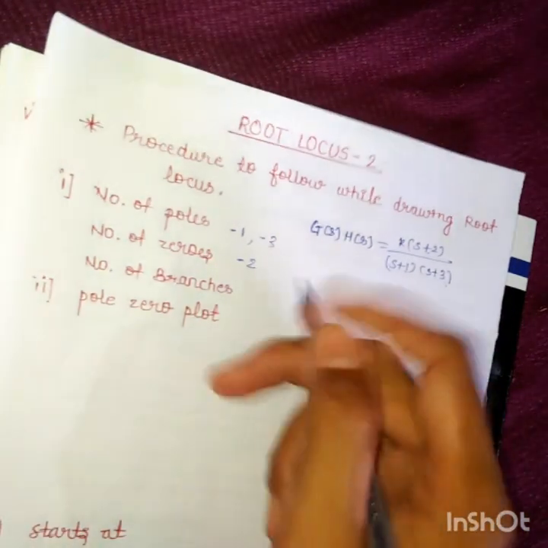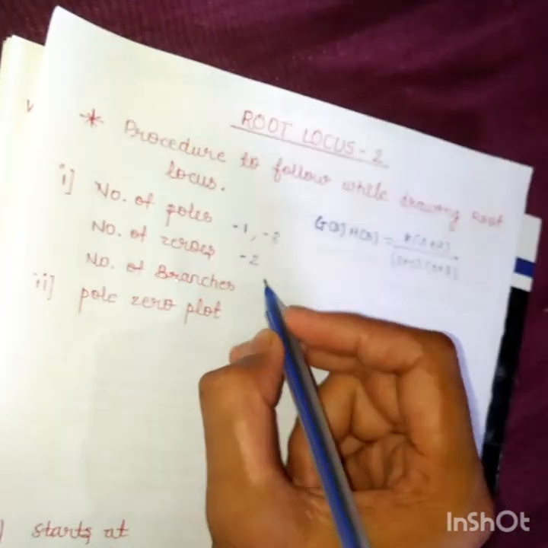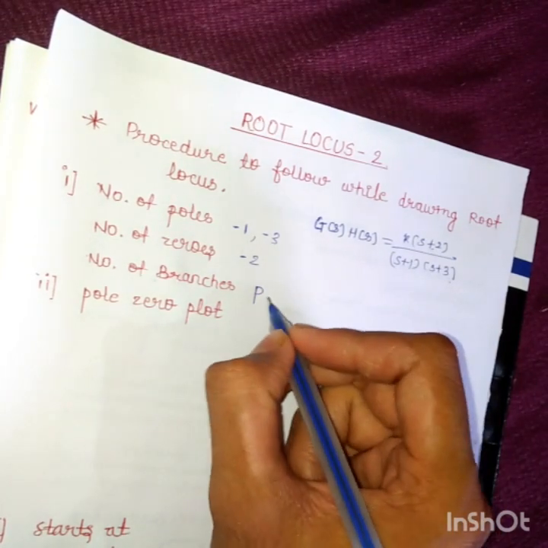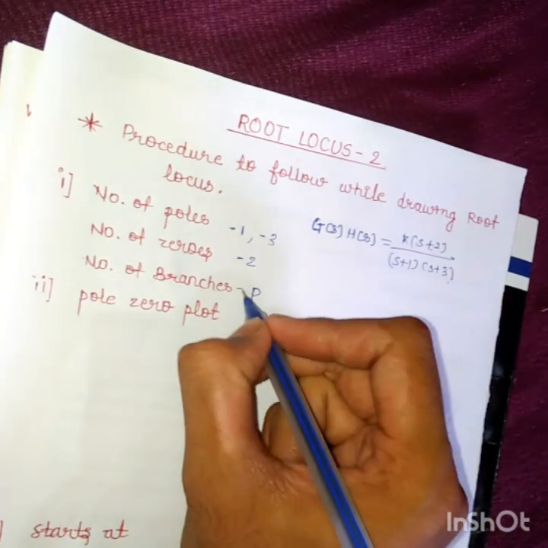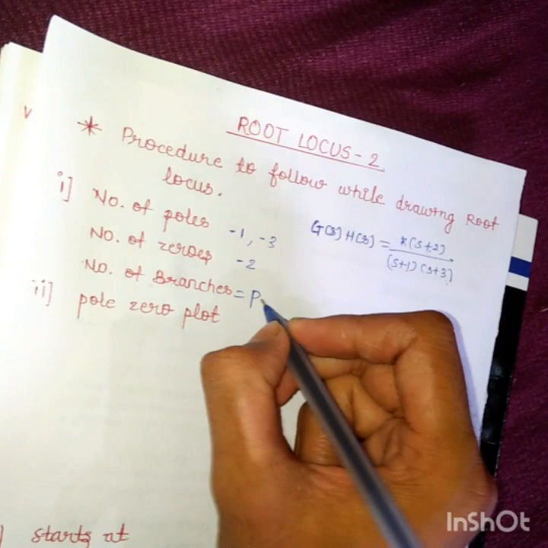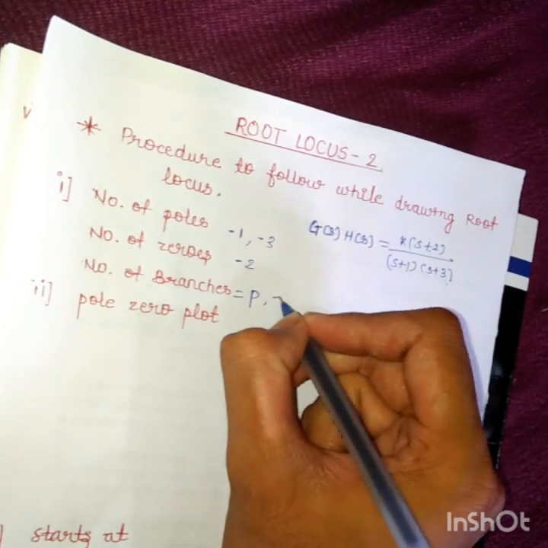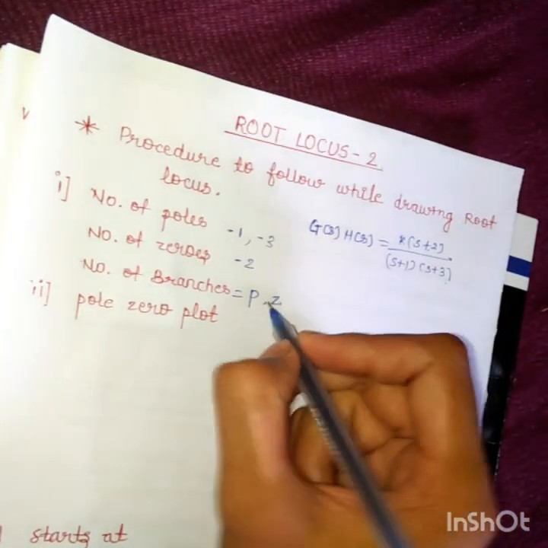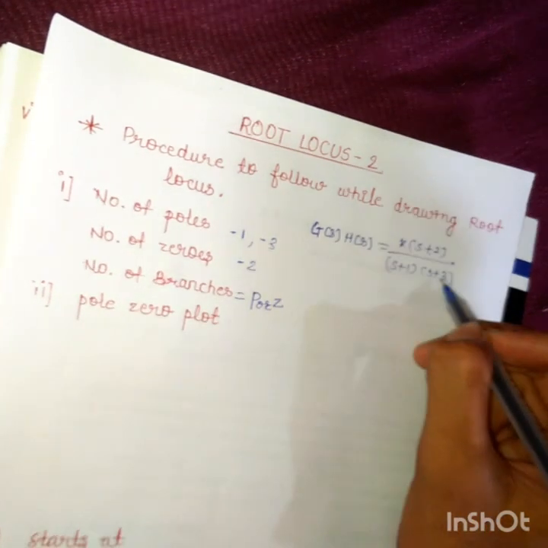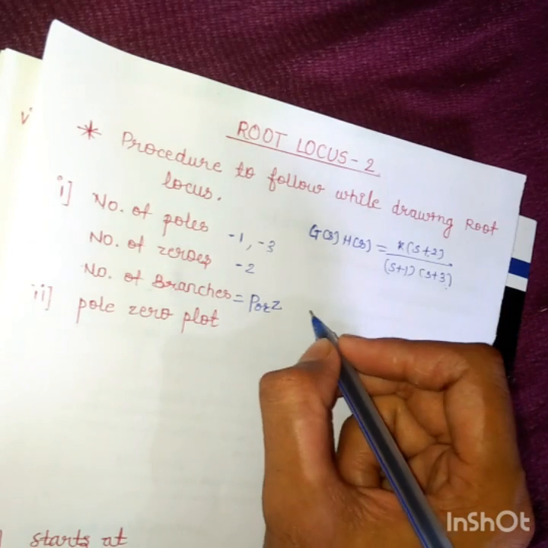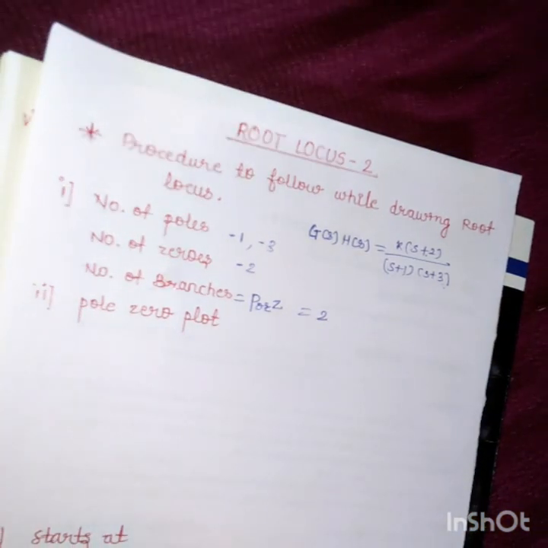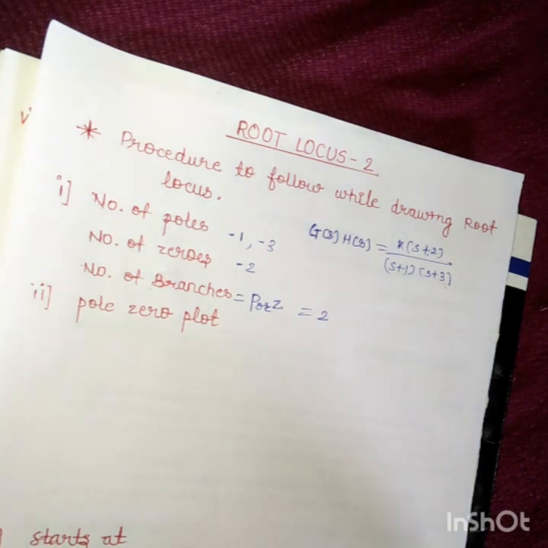And what about the number of branches? If the number of poles is greater, then the number of branches equals P, and if the number of zeros is greater, which is not possible, but still if it is, then the number of branches is 0. In this question the number of poles is 2 and zeros is 1, therefore poles are greater, so the number of branches equals 2, therefore there are 2 Rootlocus branches here.